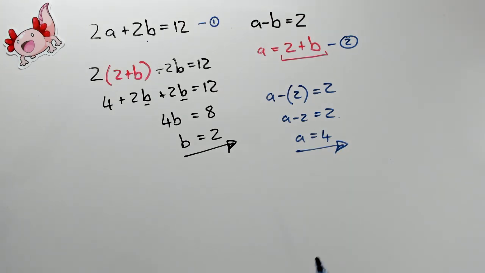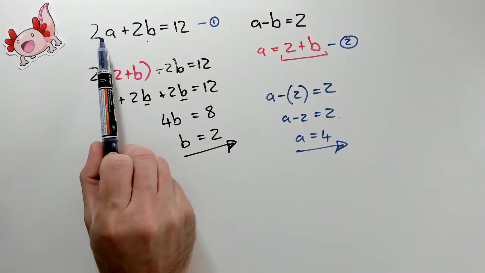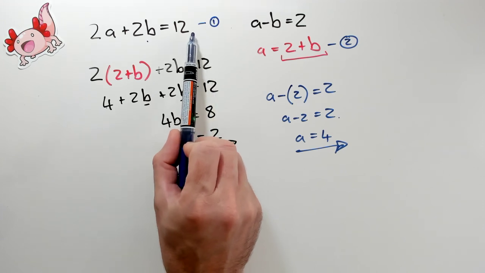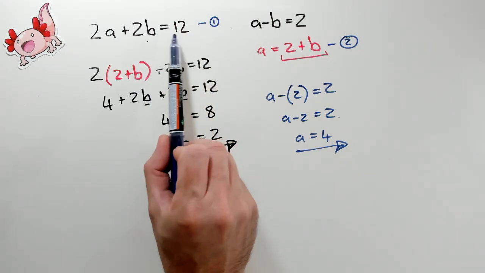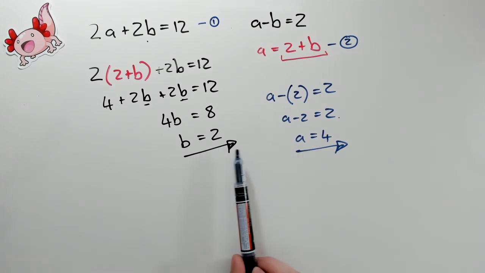So we can test our answer if I put, let's say I put a as 4 in here. So that would be 2 times 4 is 8, and I take the 8 over, so I subtract. So that would be 2b is 4, so b would be 2, and b is 2. Okay, so it does work.